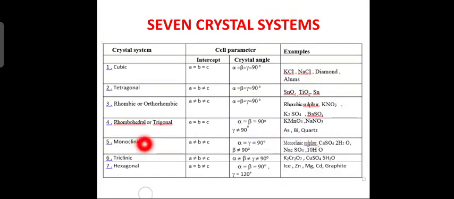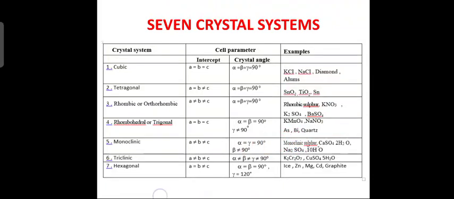Then the sixth one is triclinic. Here sides are not equal. A is not equal to B, not equal to C. Bond angles are also not equal to 90 degrees. Alpha is not equal to beta, not equal to gamma, not equal to 90. Examples are potassium dichromate, copper sulphate.